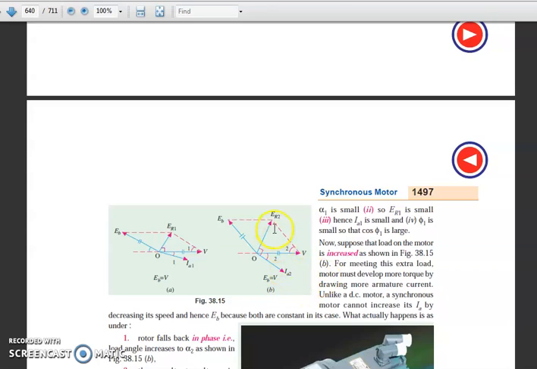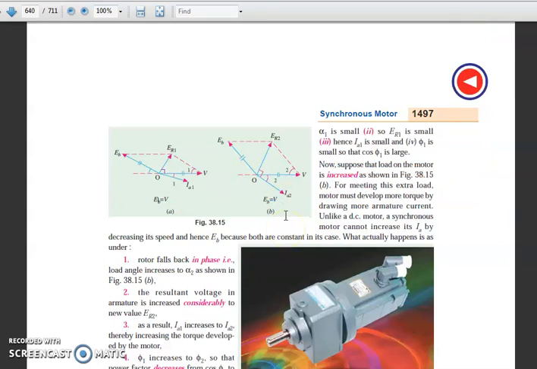In the first case, the armature current is smaller because the load is smaller, so ER1 is smaller. ER is the resultant of Eb and V. In the new case, ER2 is increased. What actually happens is that the rotor falls back in phase, that is, the load angle increases to alpha 2, as shown in this figure.